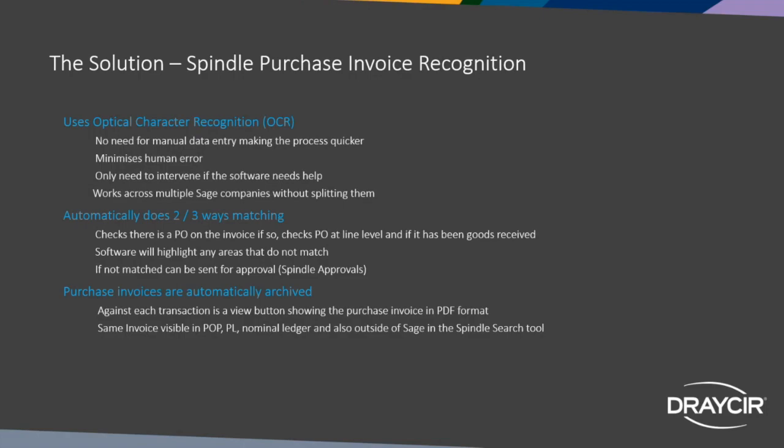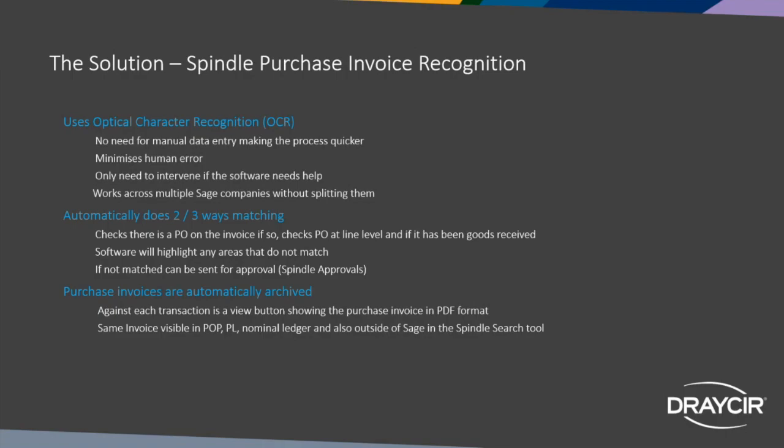It will also automatically archive the purchase invoice. So as soon as it's posted the invoice in Sage, against that transaction, you'll see a little view button. For those of you already using Spindle document management, you'll know exactly what I mean by the view button. So the transaction will also have a view button. That view button will show the PDF of the purchase invoice as well.